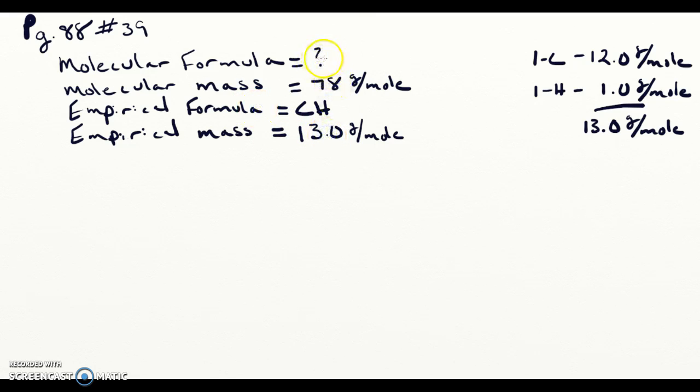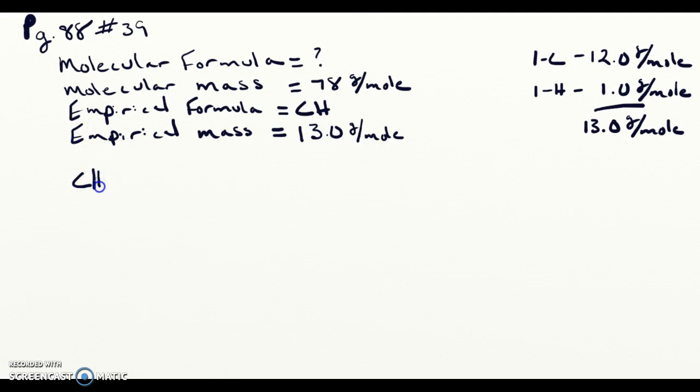Remember, the molecular formula is some number times the empirical formula. So you have to find out what this magic number is, and it's based off of these masses. However many times bigger the molecular mass is than the empirical mass is going to be how many times bigger the molecular formula is than the empirical formula. Let me just show you what it looks like.